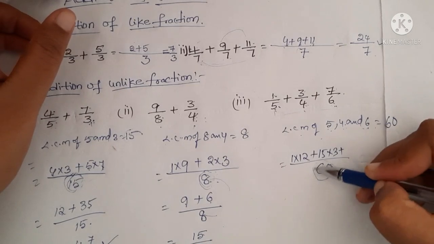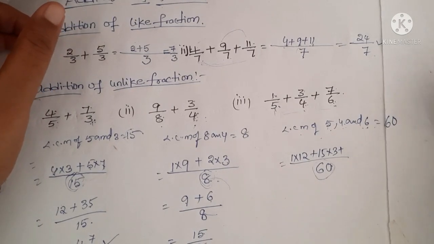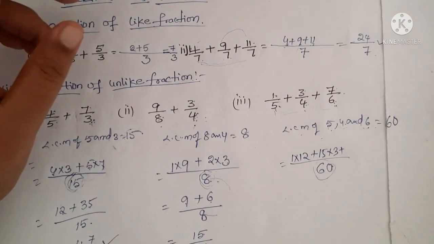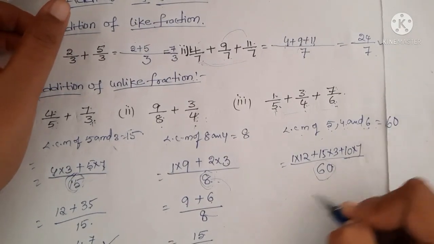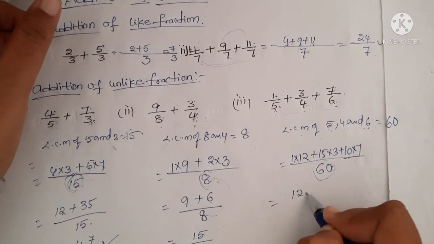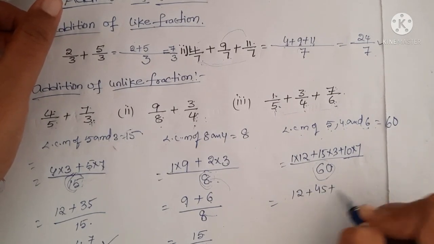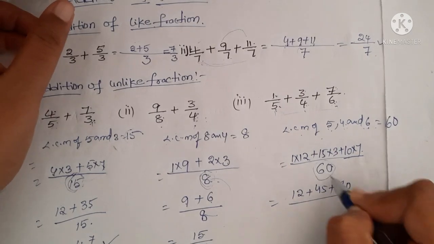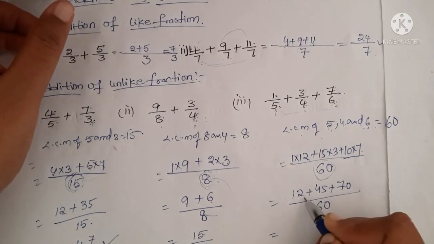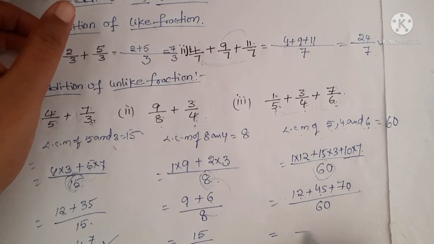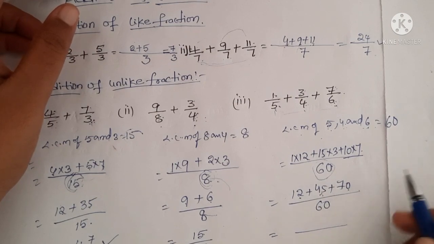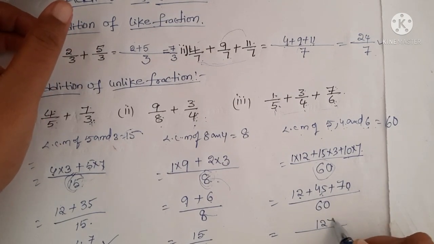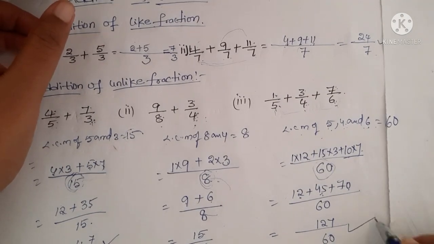And again 60 is divided by 6. What we will get? 6 10s are 60. We get 10. So 10 is multiplied with 7. So 10 into 7 right here. And now 1 into 12, 12. 3 15s are 45. 7 10s are 70. Right, as it is 60 in denominator place. 12 plus 45 plus 70, how much? 12 plus 45, it gives 57. 57 plus 70, it gives 127 by 60. This is the answer.